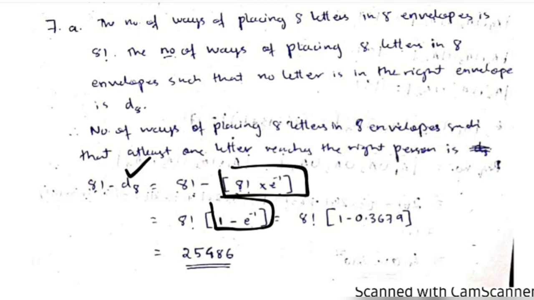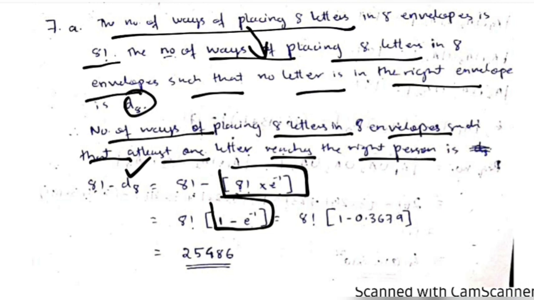So see here, the number of ways of placing 8 letters in 8 envelopes such that at least one letter reaches the right person. The subtraction of these both gives us the required answer.